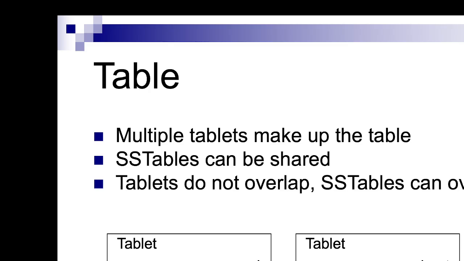Now we come to the table, the Google Bigtable which we are here talking about. This was a kind of prerequisite we needed to know to understand Bigtable. Multiple tablets, consisting of all the blocks, are required to make up the table, where SSTables can be shared and the tablets do not overlap. That's the main part of it, because tablets are independent quantums and they don't overlap each other, whereas SSTables can overlap because they are not independent.